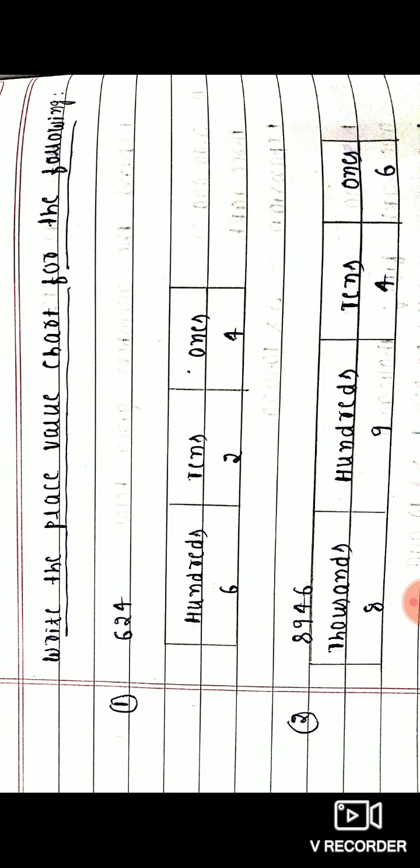Ones place, tens place, hundred place. Then you have to write the place value of the corresponding numbers. That is, ones place is 4, tens place is 2, hundred place is 6. So ones place is 4, tens place is 2 and hundred place is 6. In this way you have to write the place value chart. So 624 is in the ones place 4, tens place is 2, hundred place is 6.